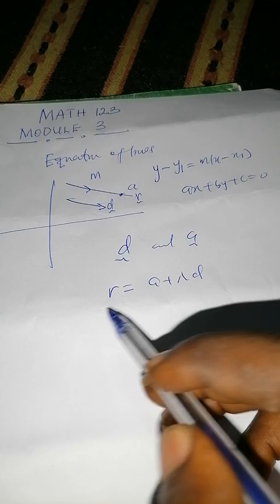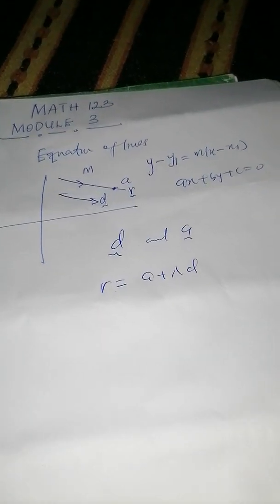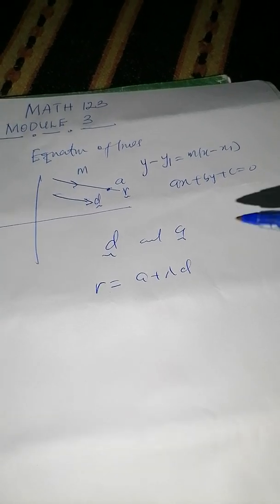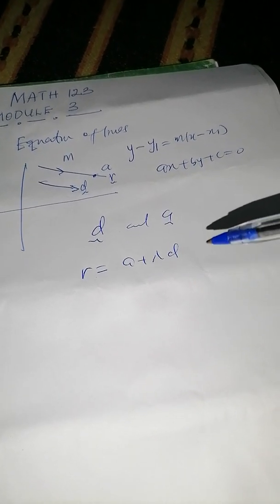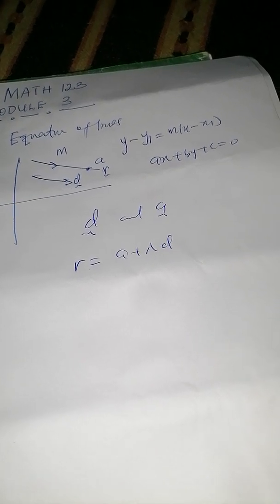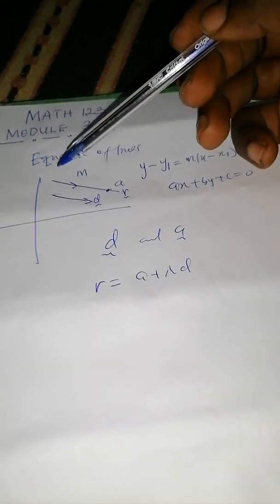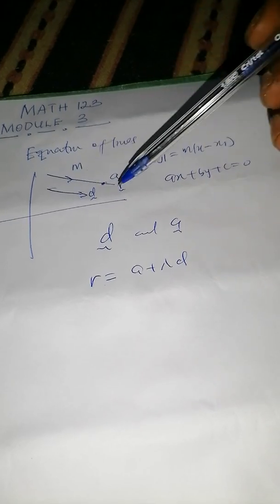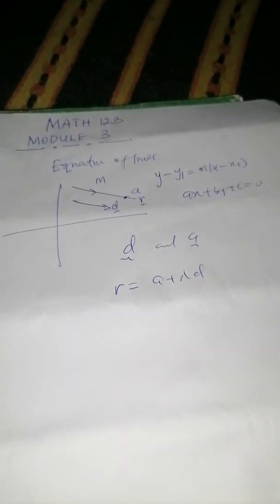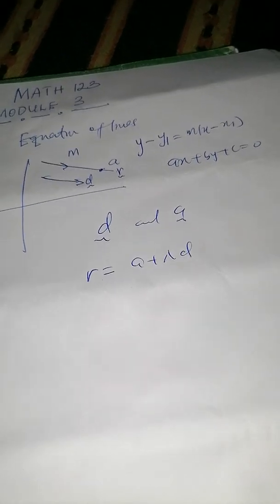Now your r is the set of points. They represent the x and y components, right? Your a is a point on the line. Your d is the direction vector, and the lambda here is just a parameter. Why the lambda? We are saying that your line is parallel to the direction vector, so it's a scalar multiple of that direction, and that's what the lambda is. So to find the equation of a line, you need a point and you need what? A direction vector.